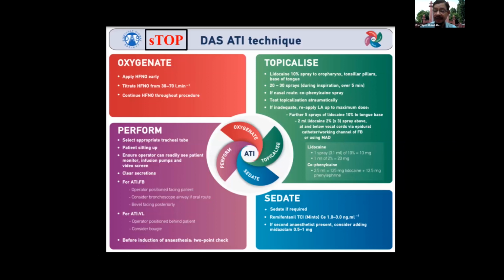Now, in 2019, the Difficult Airway Society came up with an awake tracheal intubation guideline protocol, and they came up with a mnemonic, which is STOP, where S is for sedation, T is for topicalization, O is for oxygenation, and P is for performance. Now, oxygenation, they have always emphasized high flow nasal oxygen cannula, and you need to titrate to 30 to 70 liters per minute, and continue this throughout the procedure.